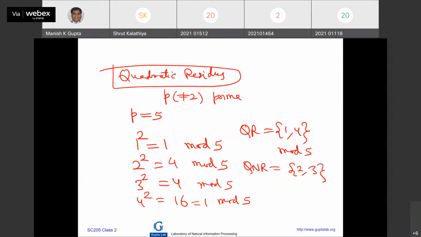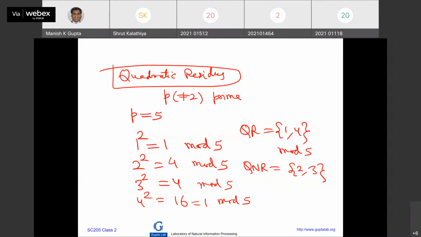So tell me, for p is equal to 7, which quadratic residues will come? For p is equal to 7, 1 will be there, and 1, 2, 4, you found it very quickly. So 1, 2, 4 are quadratic residues modulo 7, right? For p is equal to 7, and the rest of them are quadratic non-residues, right? Got it?